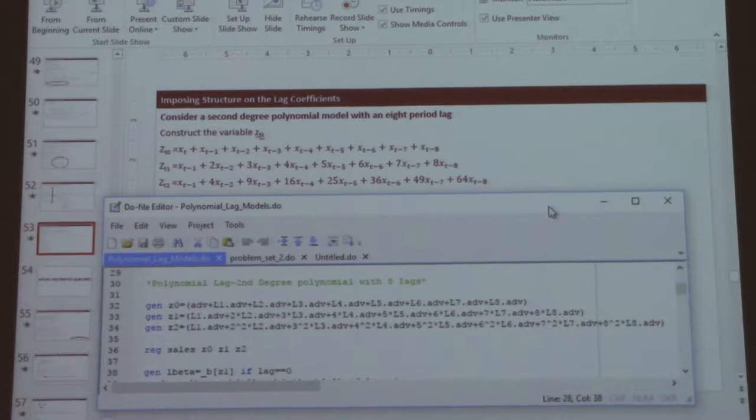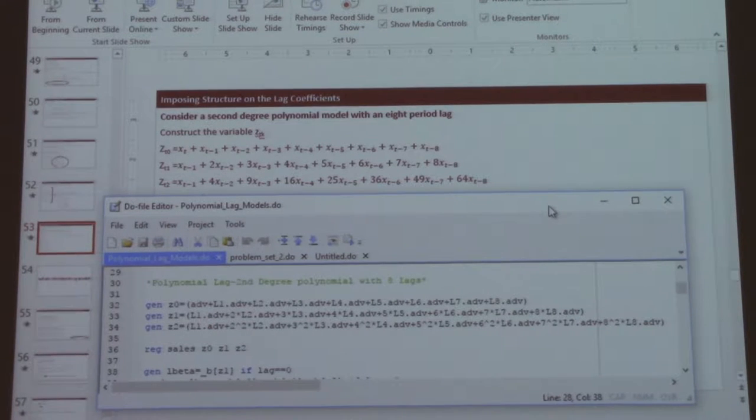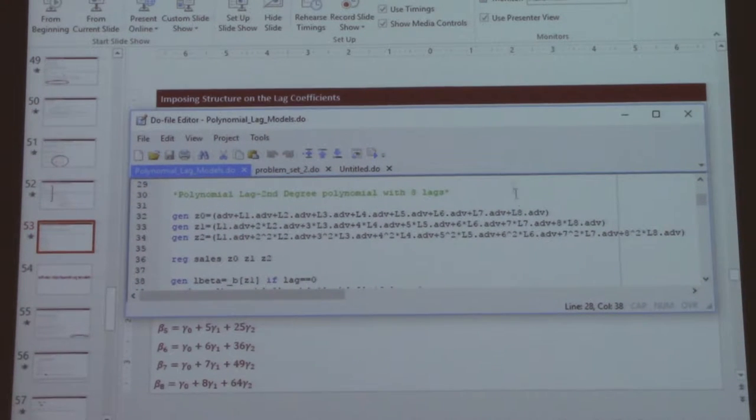That's it. Is that what's happening? Man, piece of cake. I'm doing this with my hand calculator. No.